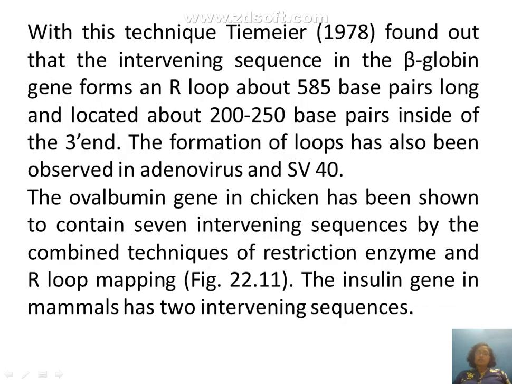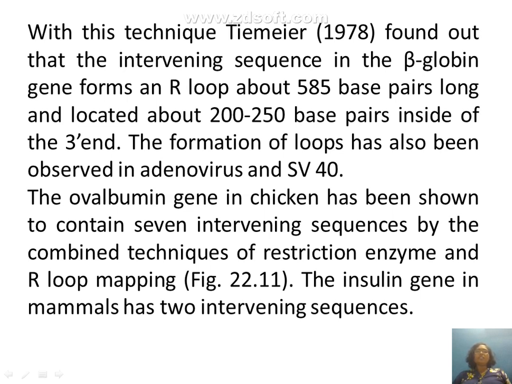Okay. So with this technique, Timur found in 1978 that the intervening sequence in the beta globin gene forms an R loop of about 585 base pairs long, and it is located about 200 to 250 base pairs inside the 3' end. The formation of loops was also observed in adenovirus and SV40.